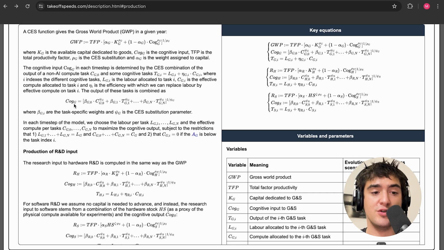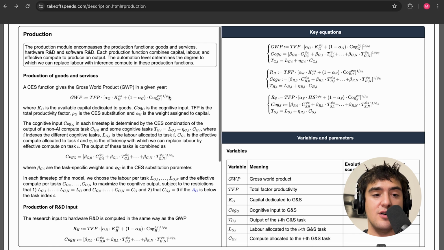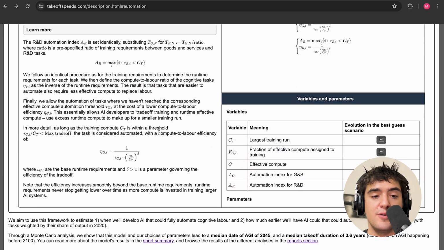But how do you define how much cognition you have? So first you have your non-AI compute task, CG0, where basically you can only use your humans to do them and some compute. But the other cognitive tasks here are tasks that you can use AI to automate. So you can just use some labor, some human labor, which represents the amount of work that humans are doing. And then you can use your compute that you multiply with your compute to labor ratio that we've discussed previously here. So this is the compute to labor efficiency factor that tells you how much more labor you can get by spending more compute.